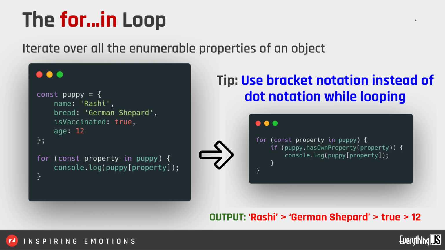So here we check with a condition whether it is an own property of that particular object, and then try to log it. That is just to check whether it is an own property, a property of that particular object on its own.